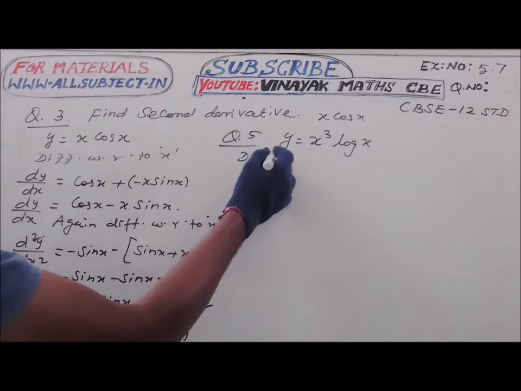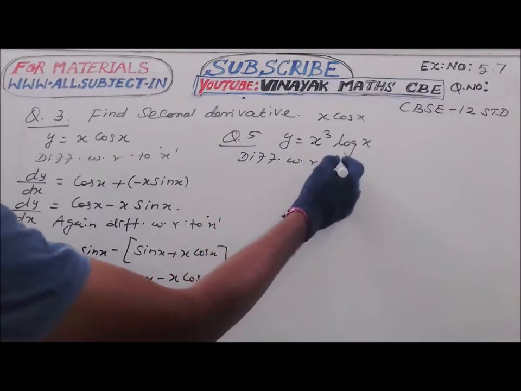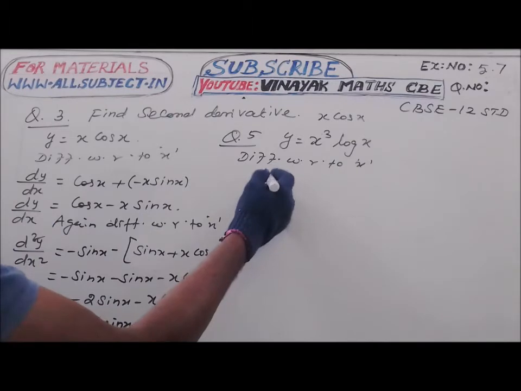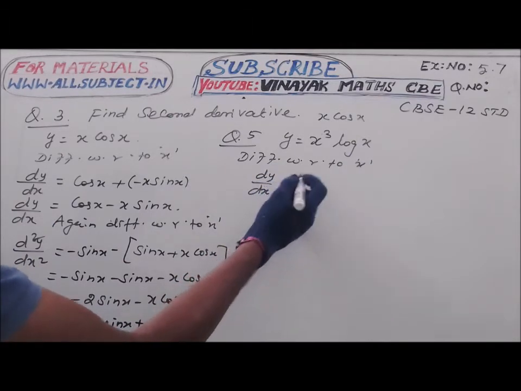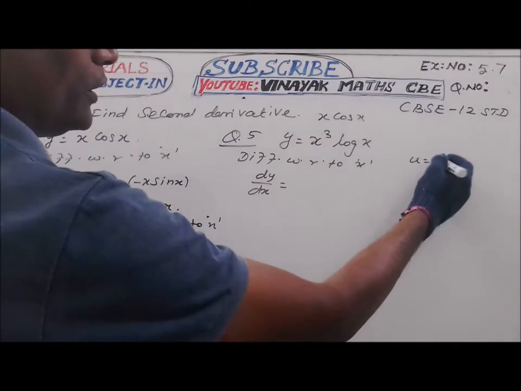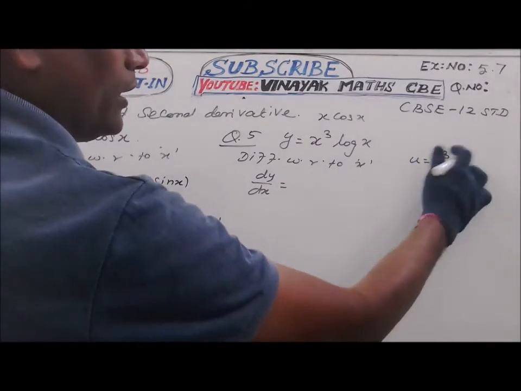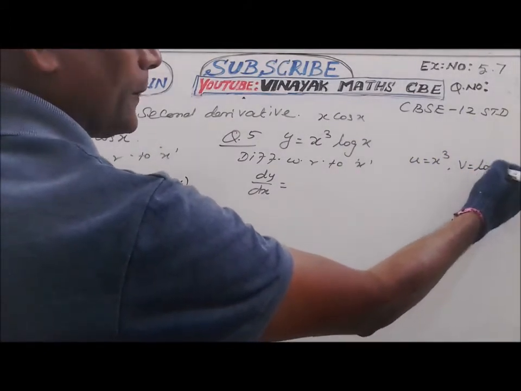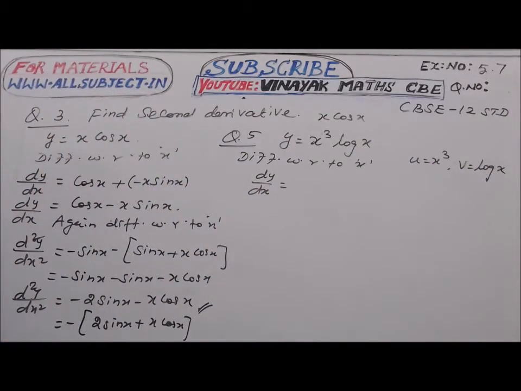Differentiate with respect to x. dy by dx is equal to... There are two functions, they are in product. So it should be u equal to x cube and v equal to log x.